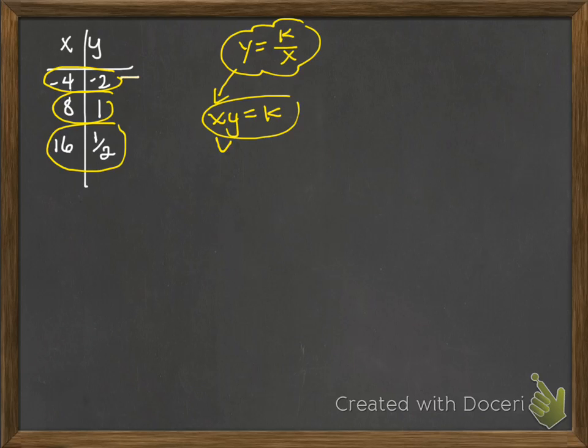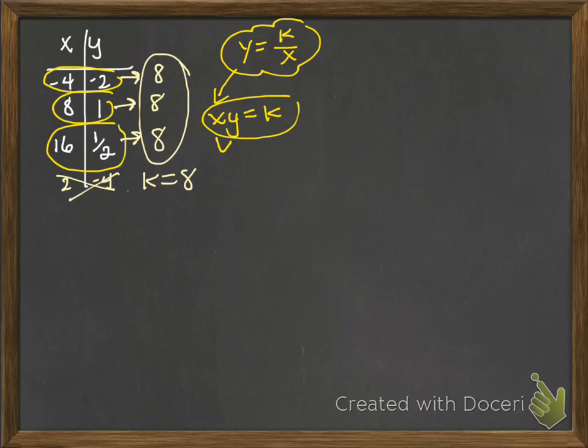So negative 4 times negative 2 is a positive 8. 8 times 1 is 8. 16 times 1/2 is 8, okay? Keep in mind, every single one of these has a product of 8, which means that is my k. The k is equal to 8. Now, if you get a problem where one of these does not equal 8, so say for instance you had 2 and negative 4, this gives you a negative 8. If this was on the list, this would be neither a direct variation or an inverse variation, okay? So if the constant of variation k is 8, then the equation is y is equal to 8 over x.